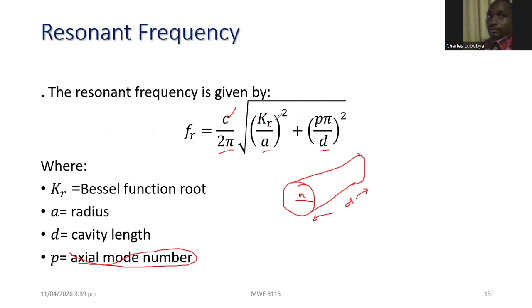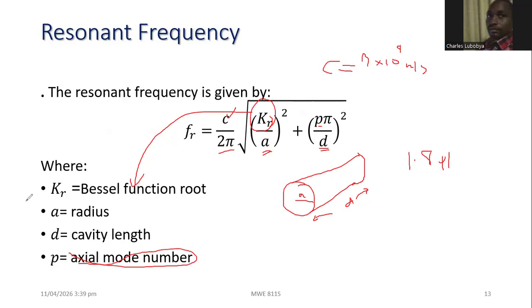You just need to know KR, which, like we discussed under circular, is nothing but the Bessel function root. The dominant mode value is usually 1.841, but it can change depending on the mode. So usually K will be given. Then once you know the value of K, you know A, you know D, you know P, you can calculate your resonant frequency. C will be as usual given by the speed of light, which is 3 times 10 to the power 8 meters per second.